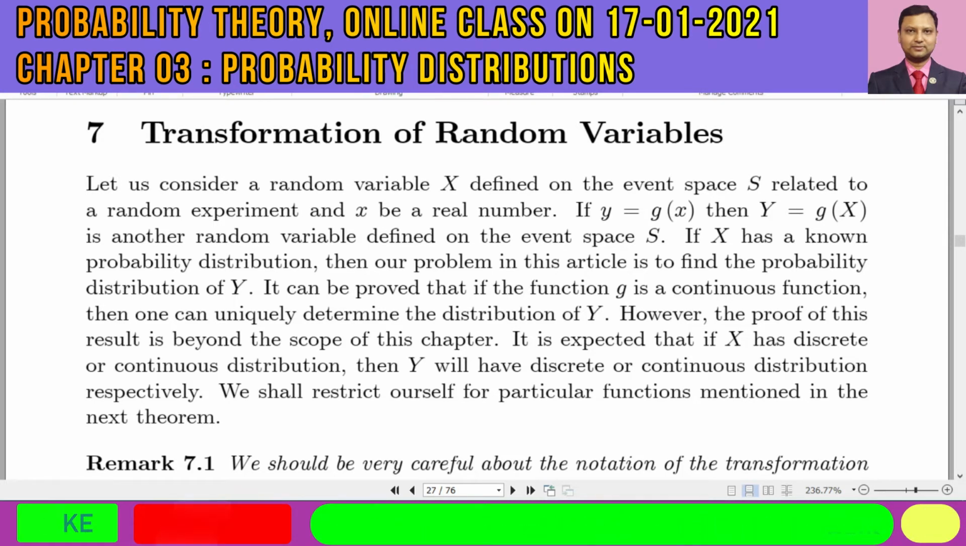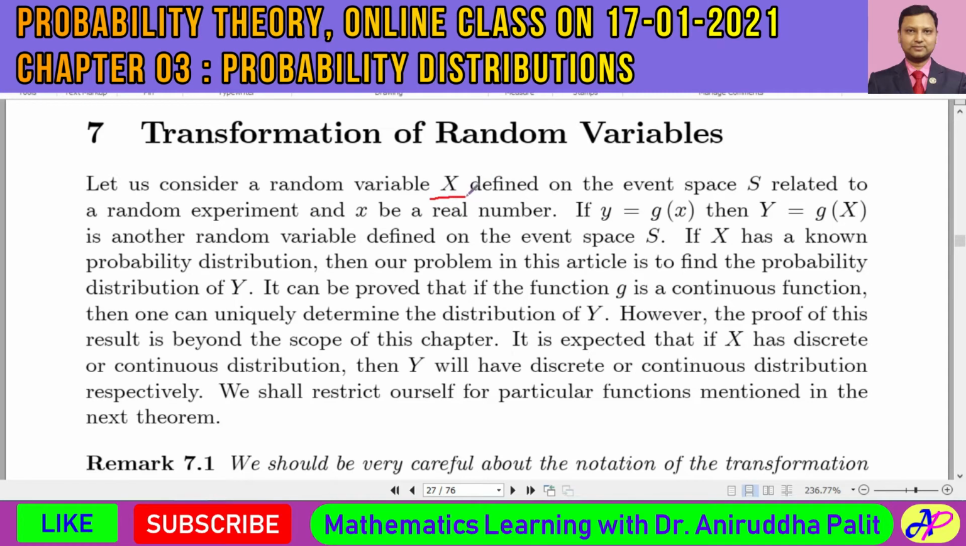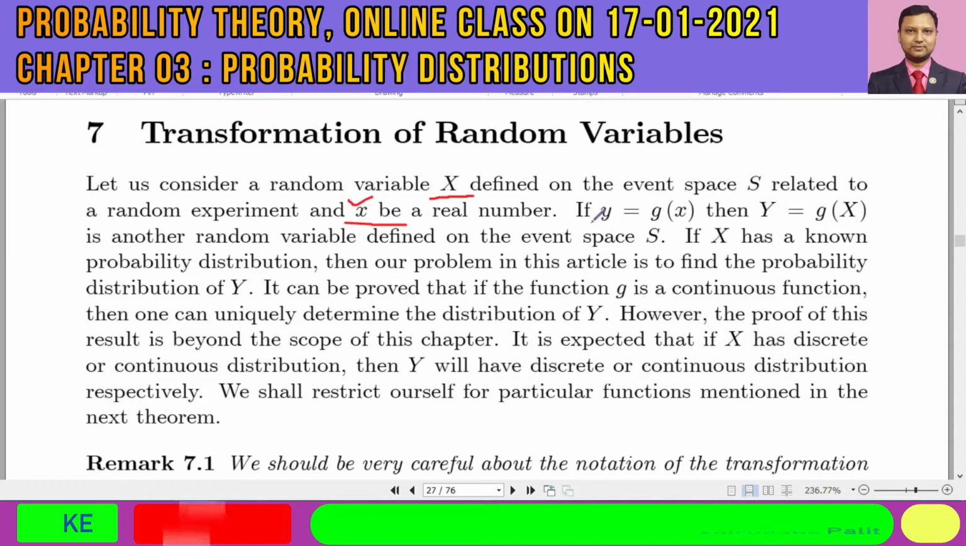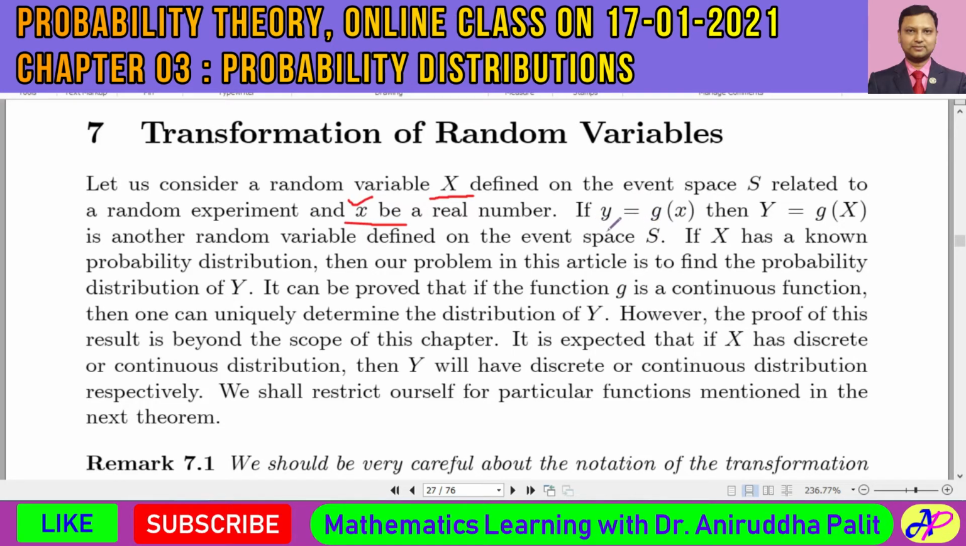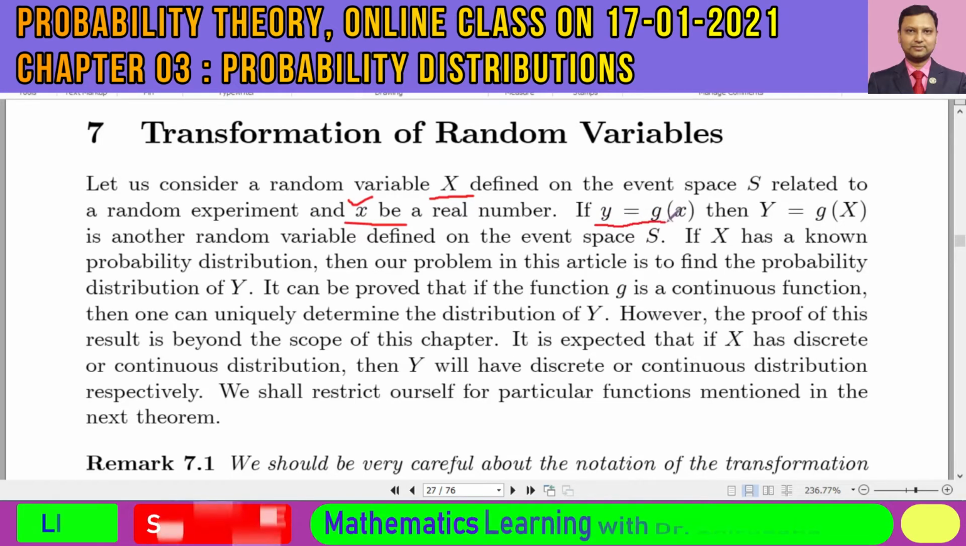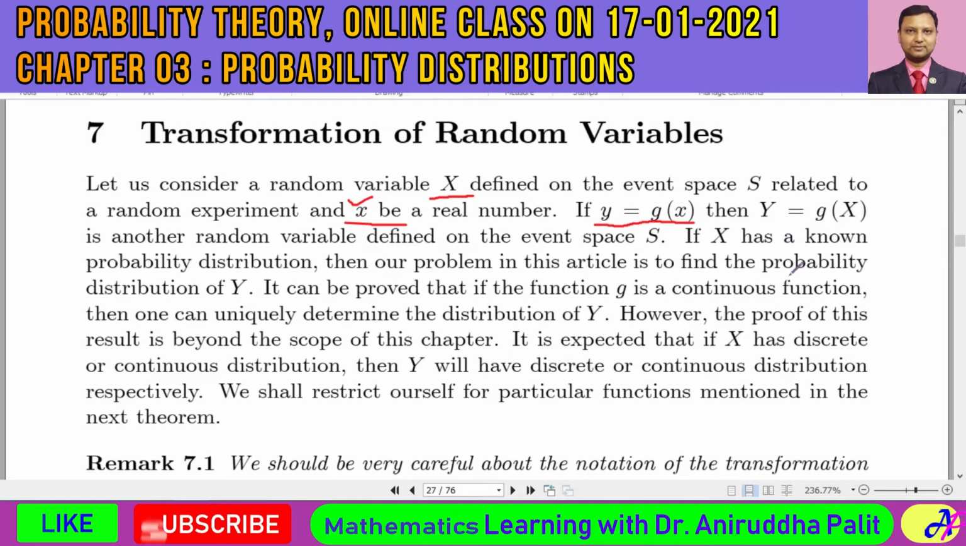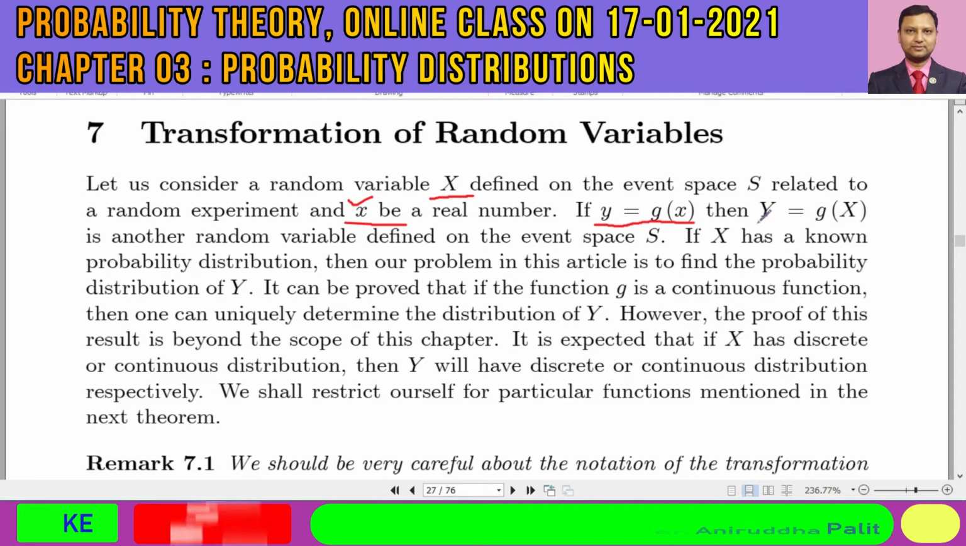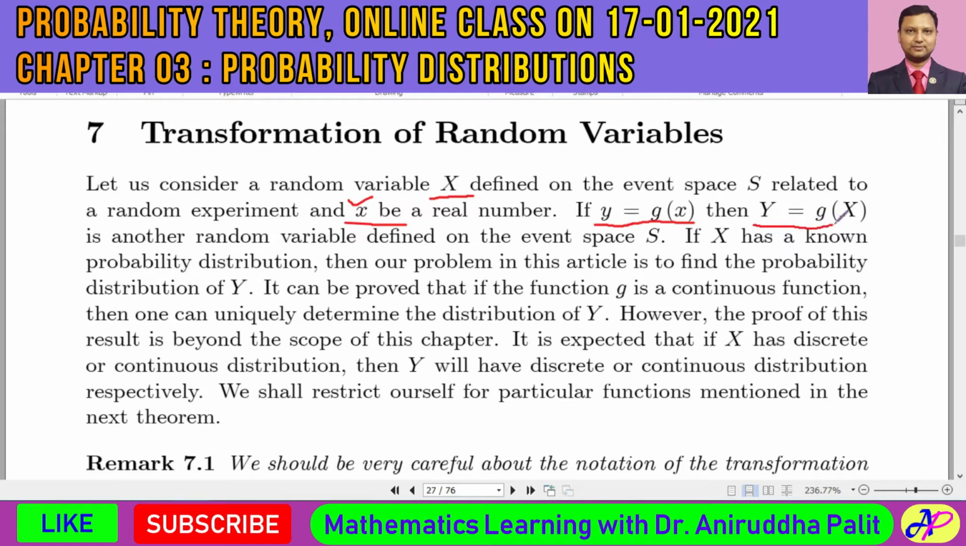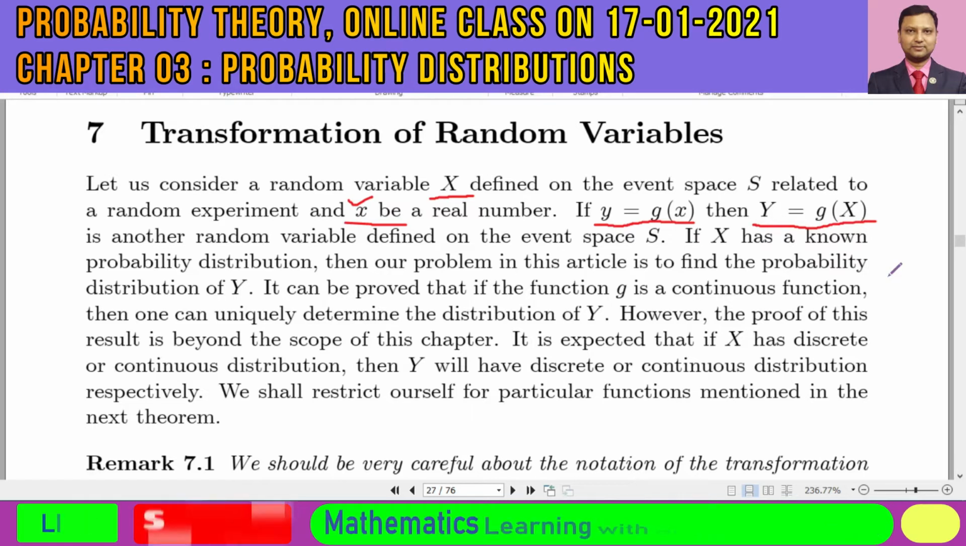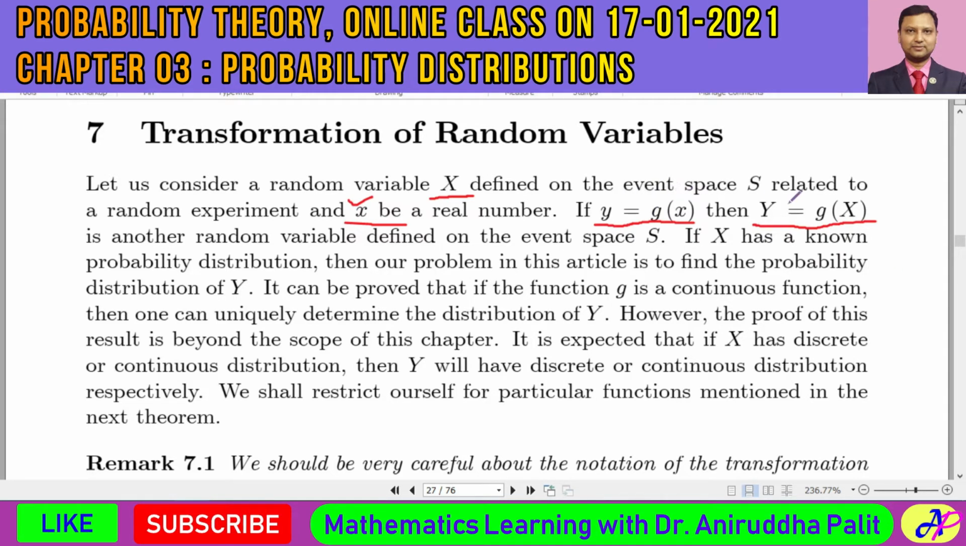What is this? Suppose we have a random variable X and small x is a real number. Corresponding to this real number small x, let us consider a function or a transformation g, that y is equal to g of x, a function of x, or a transformation from x to the variable y. Then in terms of random variables, the corresponding transformation can be written as capital Y is equal to g of capital X. If small y is equal to g of small x, then capital Y is equal to g of capital X.